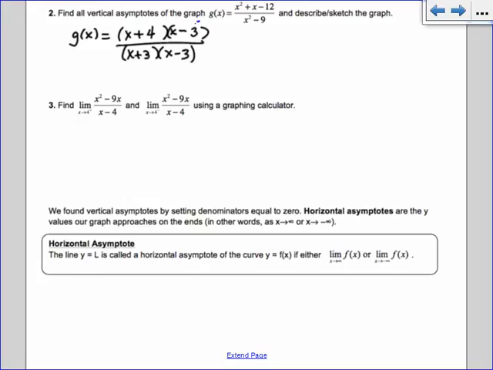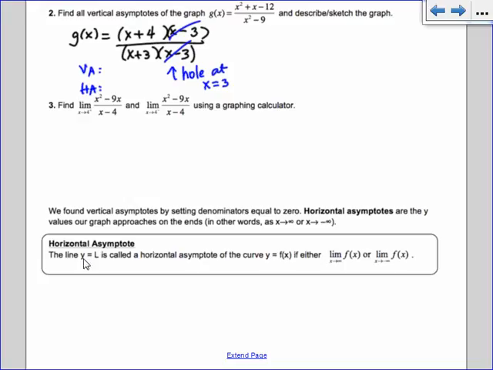So we can see that the x minus 3's do cancel. So that is not a vertical asymptote then. That means that there is a hole at x equals 3. When we look at the simplified function, our simplified function is x plus 4 all over x plus 3. We can find the vertical asymptote and even the horizontal asymptote from that.